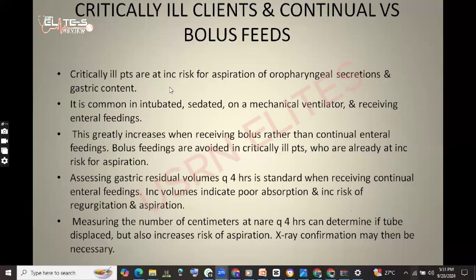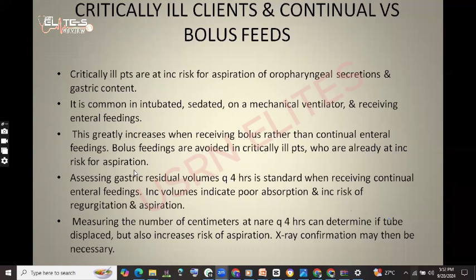Critically ill patients are at increased risk for aspiration of oropharyngeal secretions and gastric content. It is common in intubated patients, ventilated patients, and patients on a mechanical ventilator receiving enteral feedings. This risk greatly increases when receiving bolus rather than continual enteral feeding. Bolus feedings are avoided in critically ill patients who are already at increased risk for aspiration.